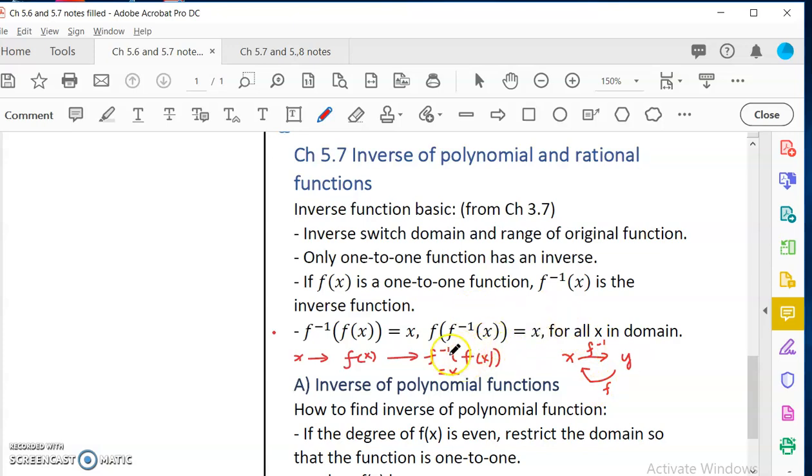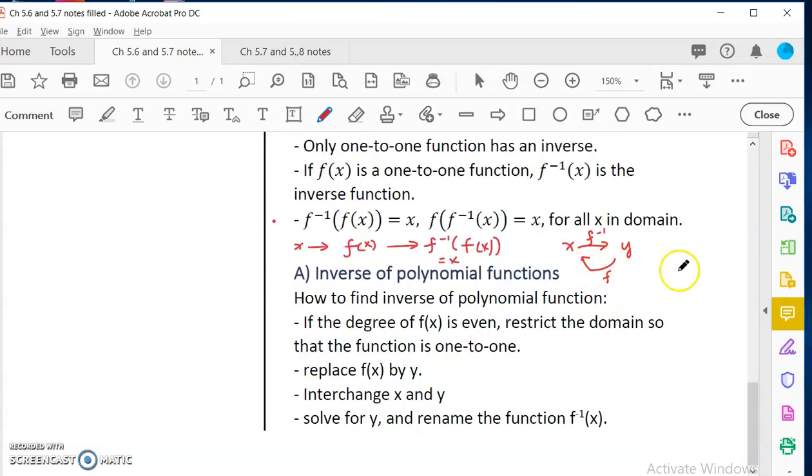And because they switch x and y, f goes from x to y, whereas the inverse goes from y to x. So their domain and range switch. The domain of the original function becomes the range of the inverse function, and the range of the original function becomes the domain of the inverse function.